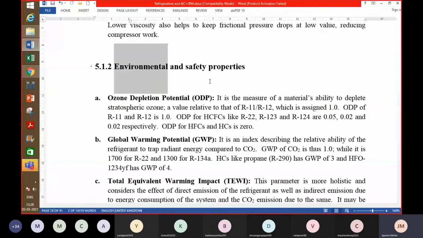Now the next development, which is comparatively new as compared to the ozone depletion potential, is global warming potential. It is an index describing the relative ability of the refrigerant to trap radiant energy compared to carbon dioxide. So carbon dioxide is assigned a GWP value equal to 1. Most of the refrigerants which are used today have very high GWP, global warming potential, as compared to carbon dioxide.